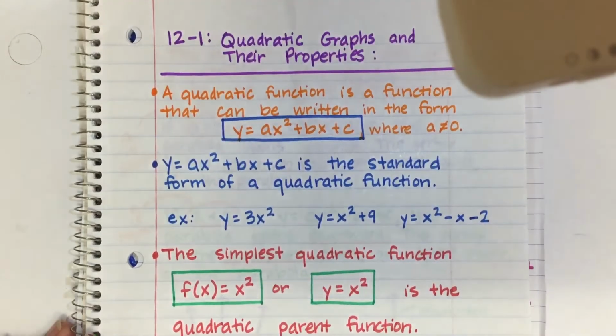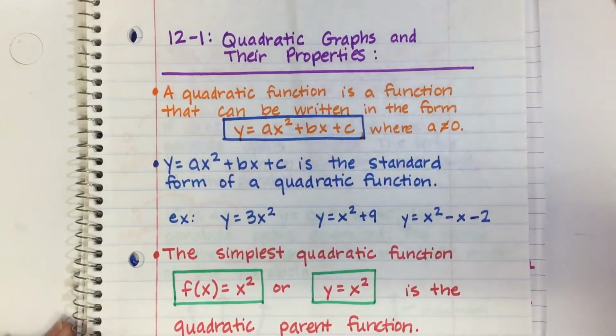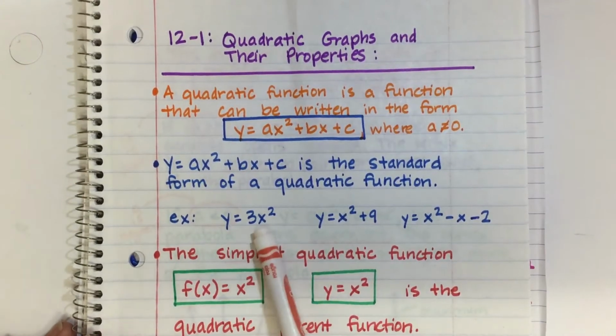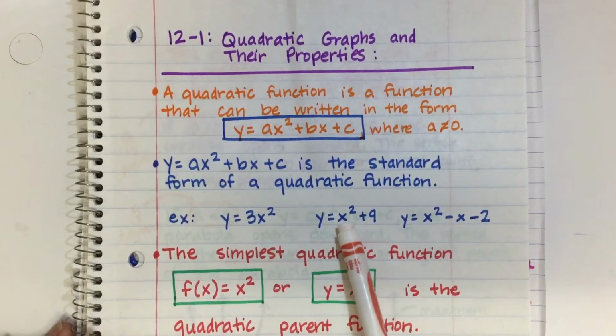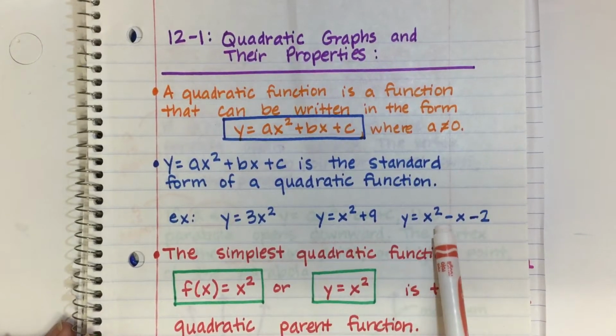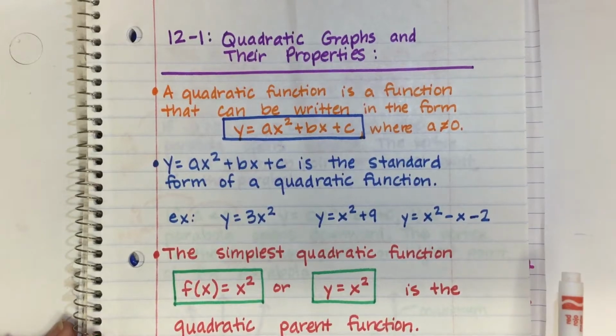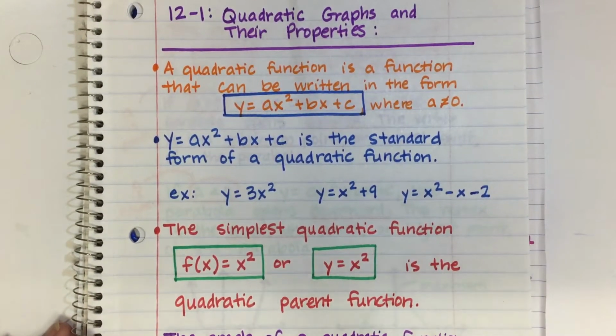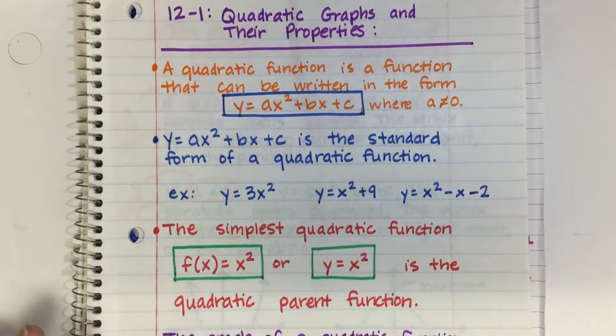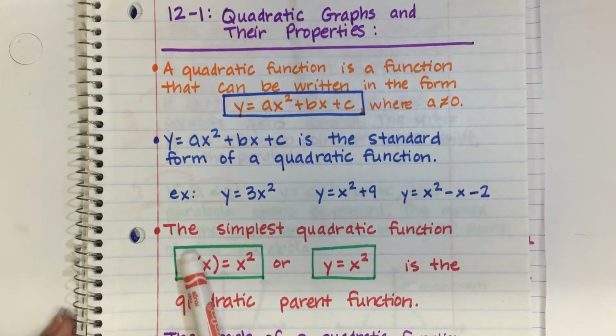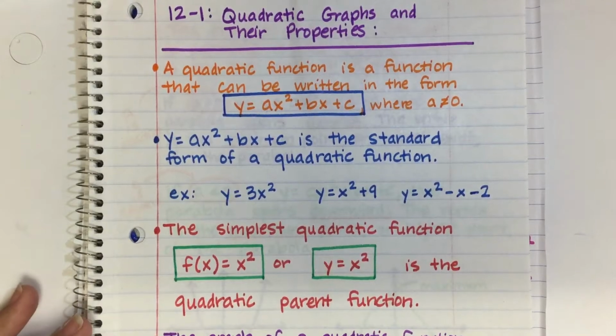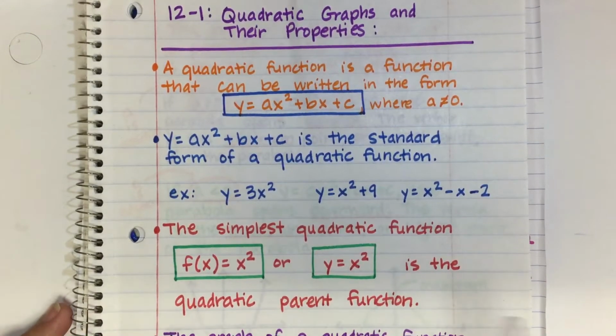For example, these are all examples of quadratic functions. y is equal to 3x squared, y is equal to x squared plus 9, y is equal to x squared minus x minus 2. The simplest quadratic function is f of x is equal to x squared, or y is equal to x squared. That's the same. f of x represents y, so they mean the same thing. And this is the quadratic parent function. Now in this lesson you're going to need to pause and make sure you get these notes down before you move on.